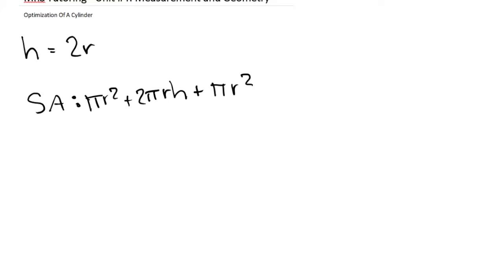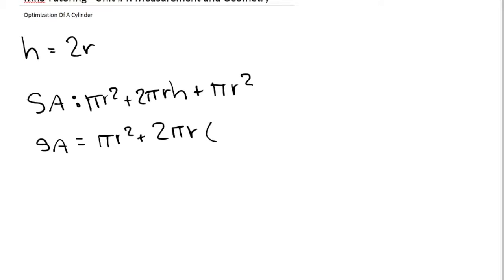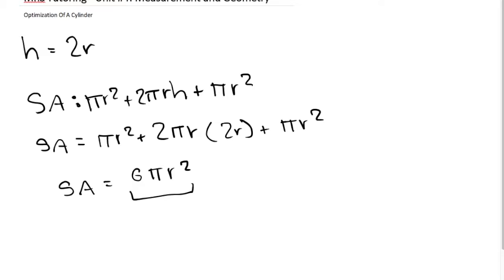Now that we know that h is equal to 2 times r, we can sub in 2r for h, and we can reword the formula to be SA, the surface area, is equal to pi r squared plus 2 pi r times 2r instead of h, plus pi r squared, right? Now when we simplify this, we get the surface area is equal to 6 pi r squared. This means that this formula right over here will maximize the volume.